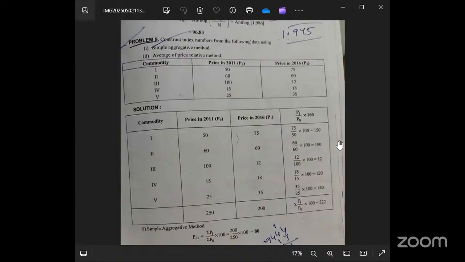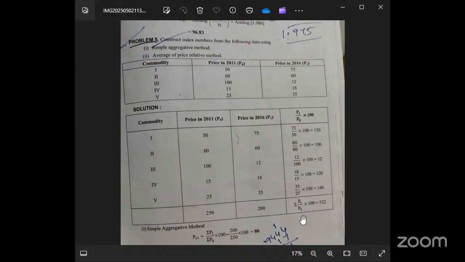P1 by P0 into 100. So P1 is 75 by 50 into 100, 150. Similarly, second year also 60 by 60 into 100. Then 12 by 100 into 100, 12. Then P1 18 by 15 into 100. Then 35 by 25 into 100, 140.